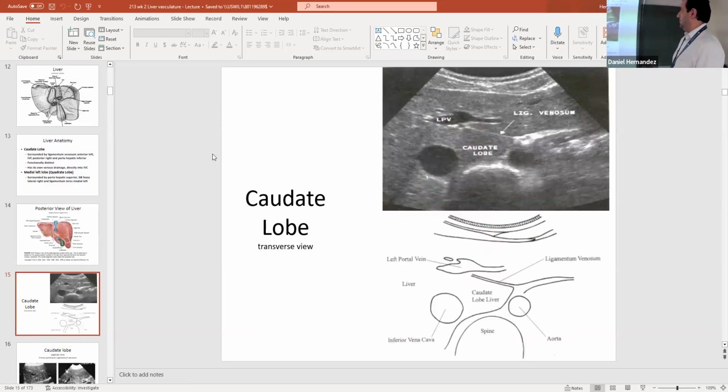Here was a transverse view now, demonstrating the caudate lobe. We see a portion of the left lobe of the liver. You can see the IVC, so this is the large IVC. So now we're in transverse for the liver. A little piece of the left portal vein.